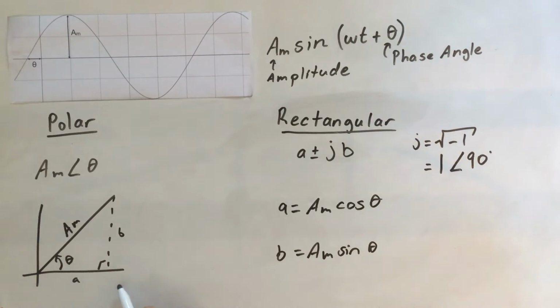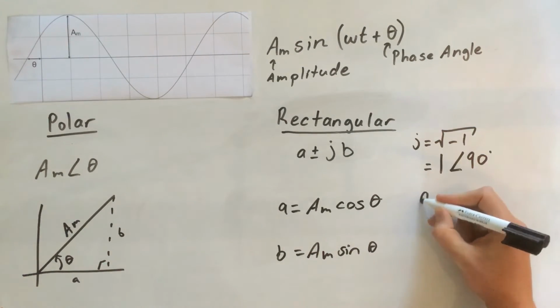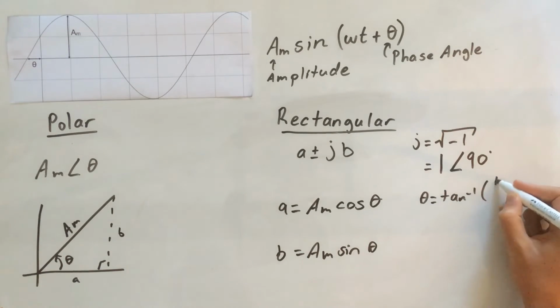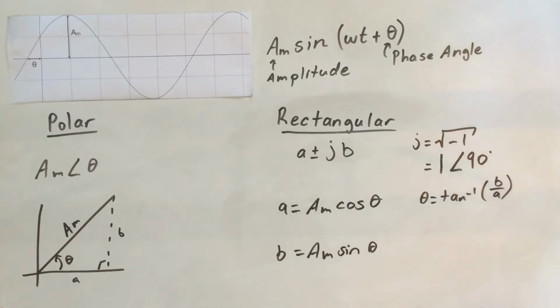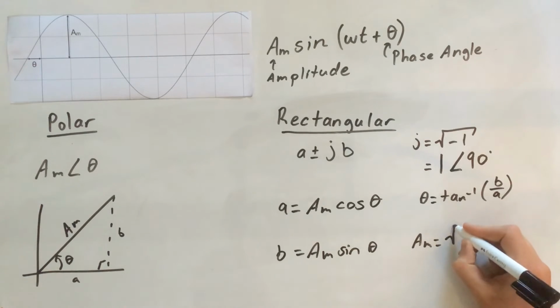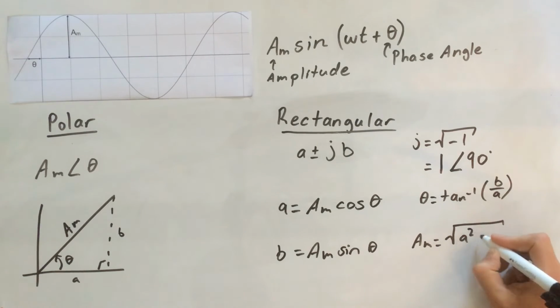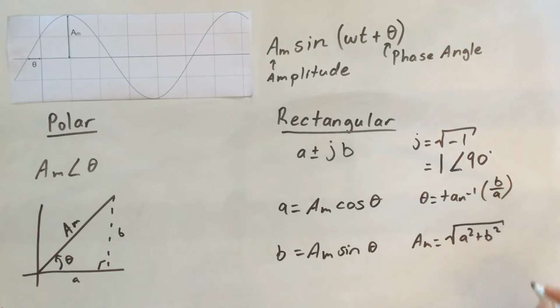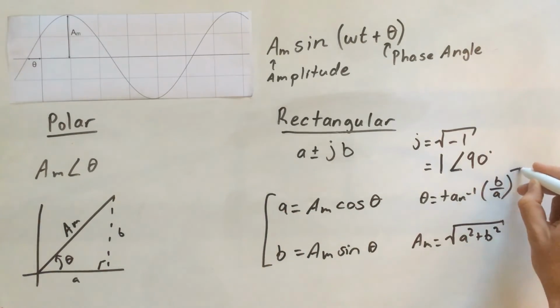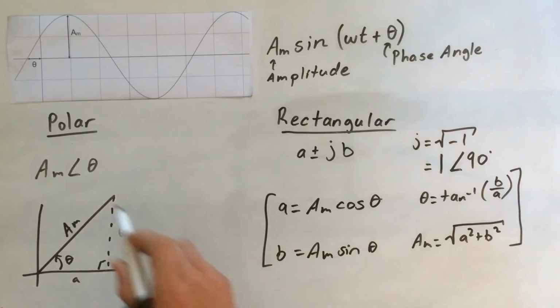If we look at this diagram here and we take tan of theta, we find theta equals tan inverse of B on A, and if we use Pythagoras here, we find that the amplitude equals the square root of A squared plus B squared. And these four equations here allow us to move between polar and rectangular form and vice versa.